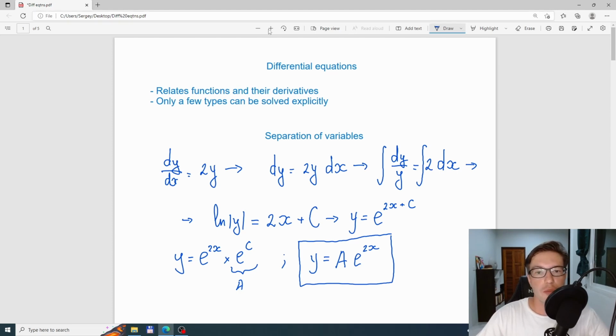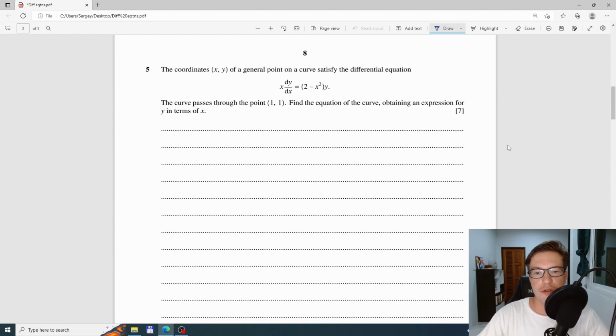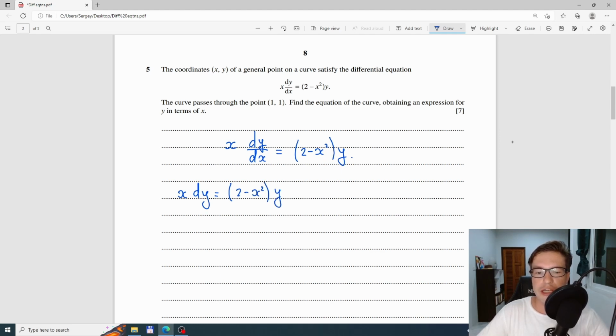Now, let's have a look at a more difficult example. I've taken it from a Cambridge past paper. So here's our equation. I'm just going to write it separately. So my first step is going to be to multiply both sides by dx, and I will get x dy equals (2 minus x squared) y dx.